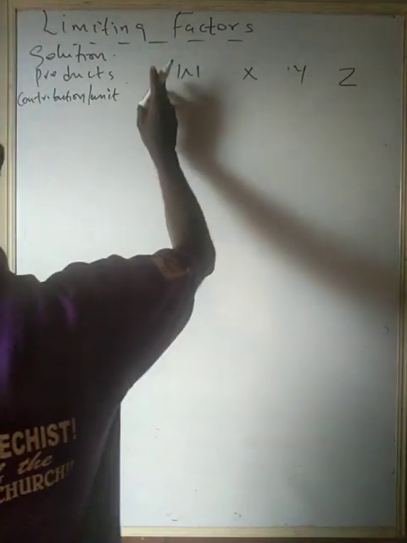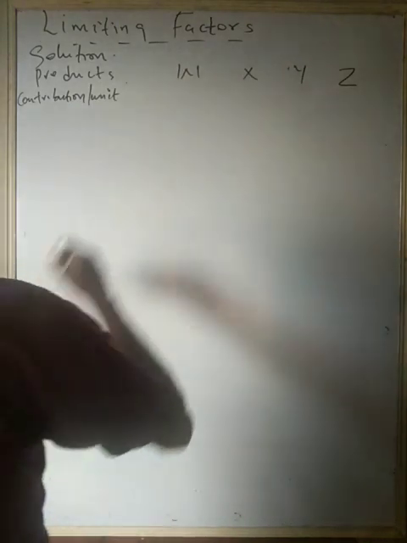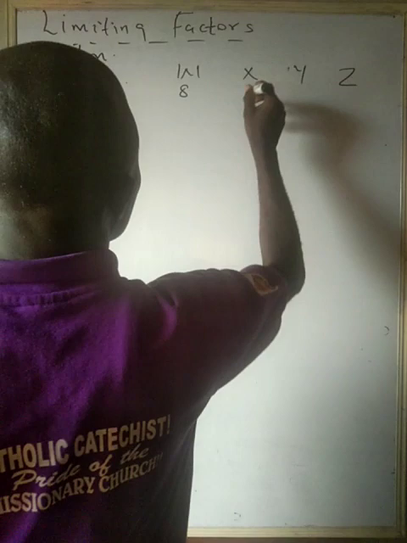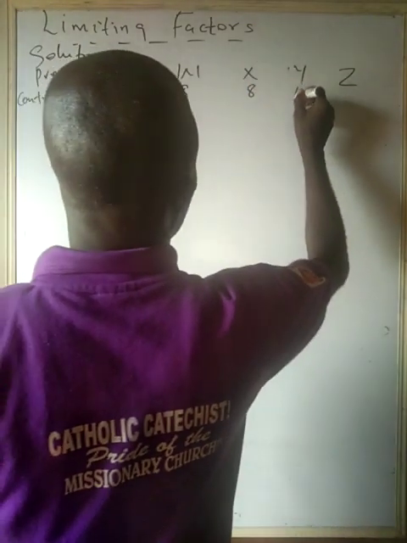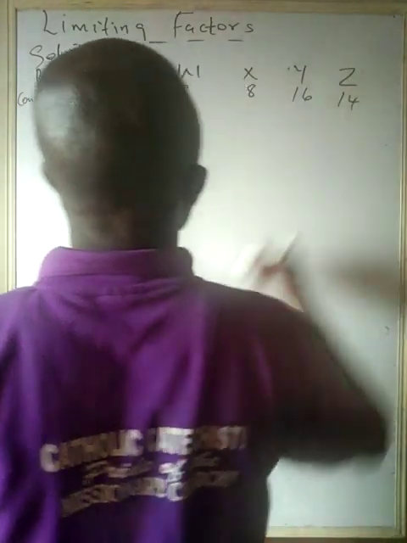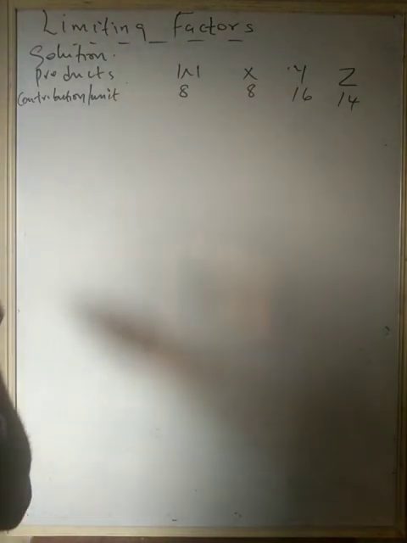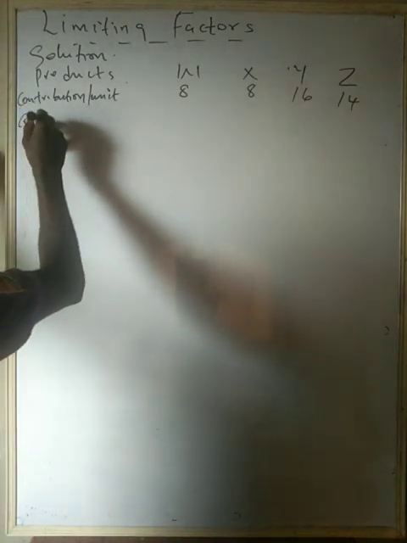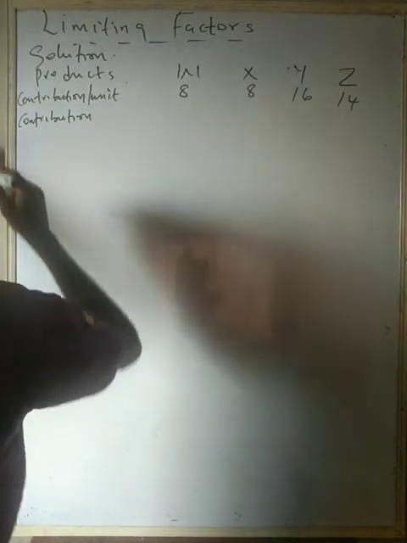Contribution per unit, and what's the contribution according to the question? Contribution is 8 for W, 8 also for X, 16 for Y, and 14 for Z. Then you go about and look for contribution per labor hour.